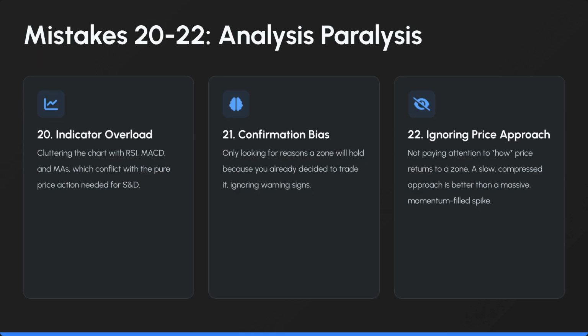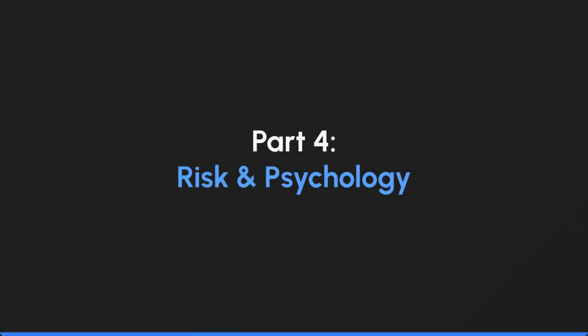Mistakes 20 through 22 fall under analysis paralysis. These involve cluttering charts with unnecessary indicators, confirmation bias, and failing to observe how price actually approaches a zone. Finally, we arrive at part 4, risk and psychology. These final elements are essential for long-term consistency in your trading journey.